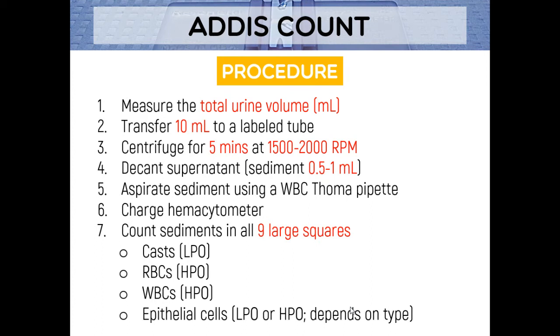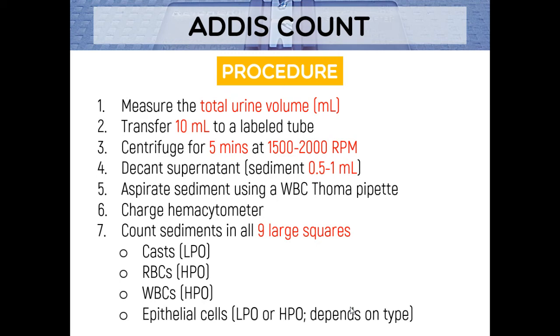So from the first large square until the ninth large square, we count all of them. Count all the casts that can be seen. Okay, after the casts, proceed to HPO, RBCs, next WBCs, and then epithelial cells. For the epithelial cells, it depends on the type of epithelial cells you are looking at.